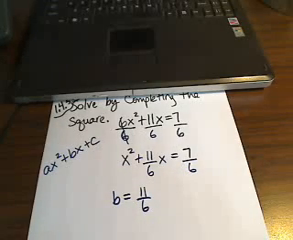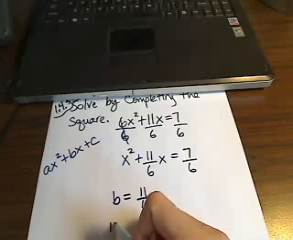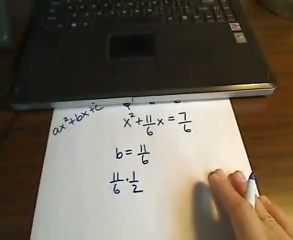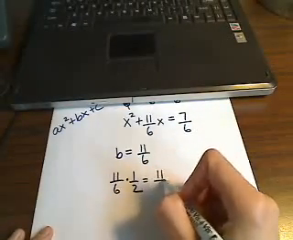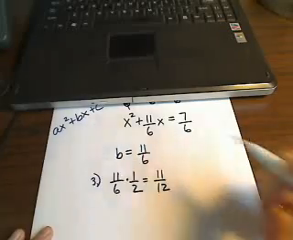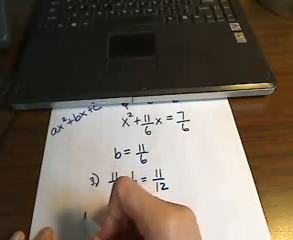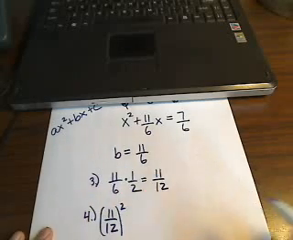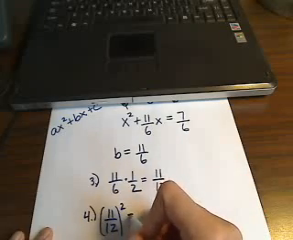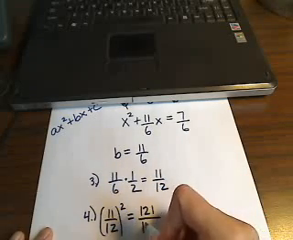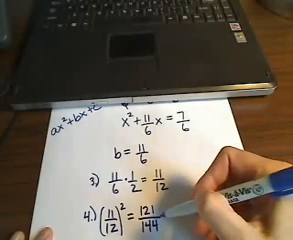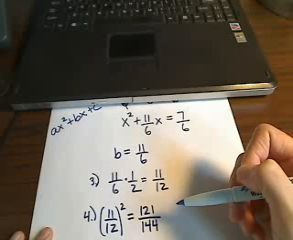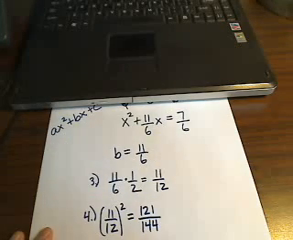And for the third step of this process, I'm going to take 11 sixths and multiply it by 1/2. 11 sixths times a half, and I get 11 twelfths. Okay, so that is the third step of the process. And then the fourth step is to take that 11 twelfths and square it. That's going to give me 121 over 144. This number right here, the 121 over 144, is what I add to both sides of the equation, and that will actually allow me to complete the square.